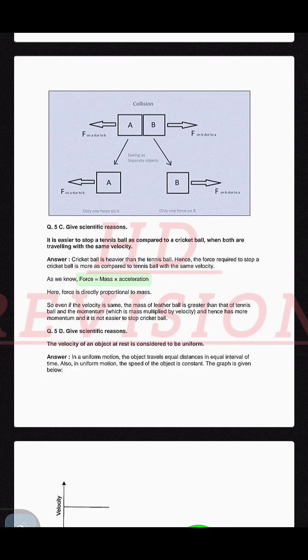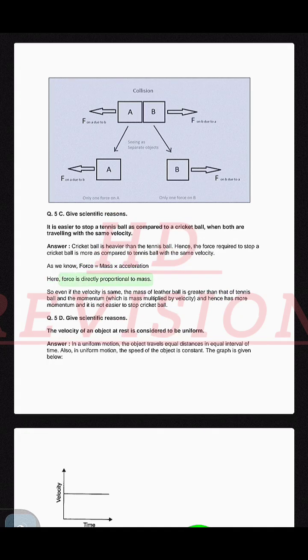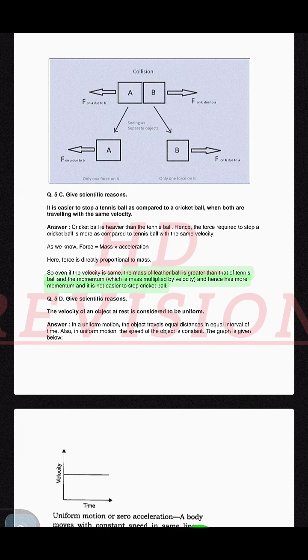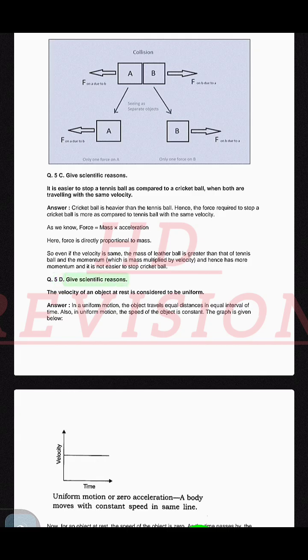As we know, force equals mass times acceleration. Here, force is directly proportional to mass. So even if the velocity is same, the mass of the cricket ball is greater than that of the tennis ball, and the momentum, which is mass multiplied by velocity, is also more, and hence it is not easier to stop the cricket ball.